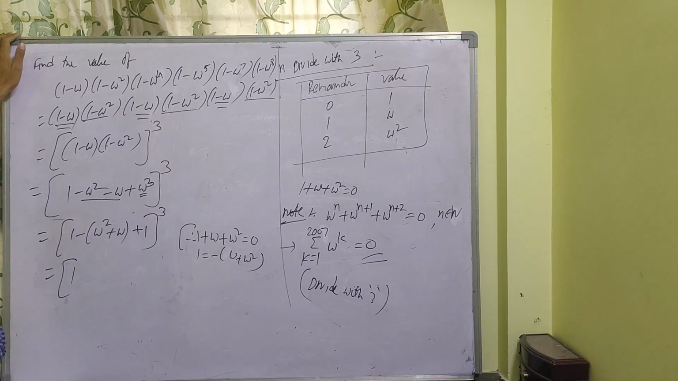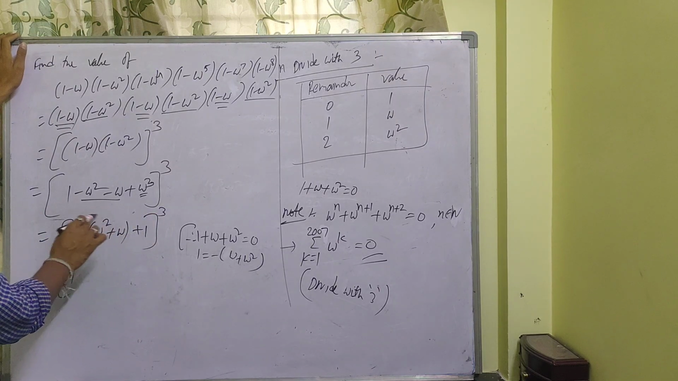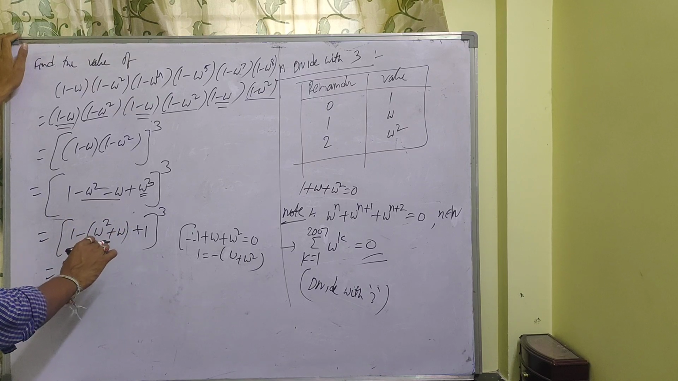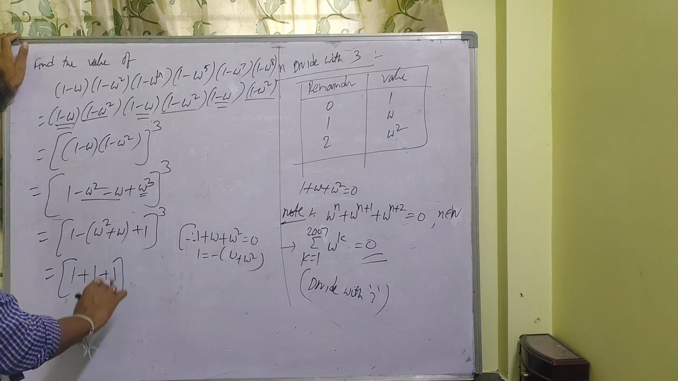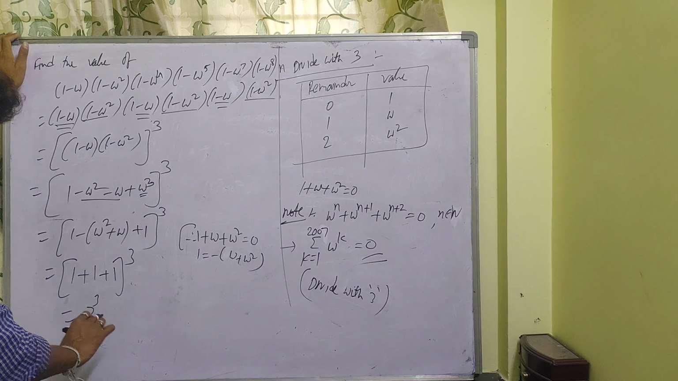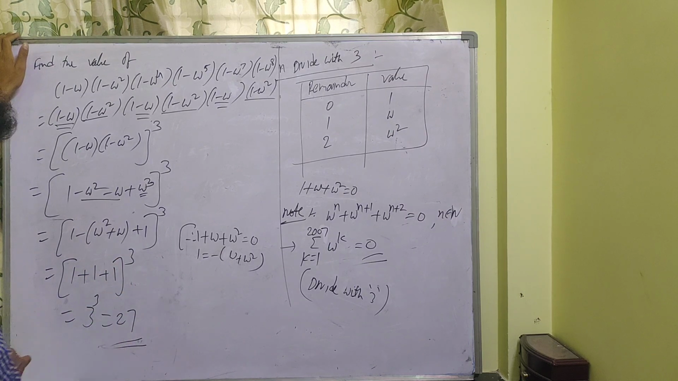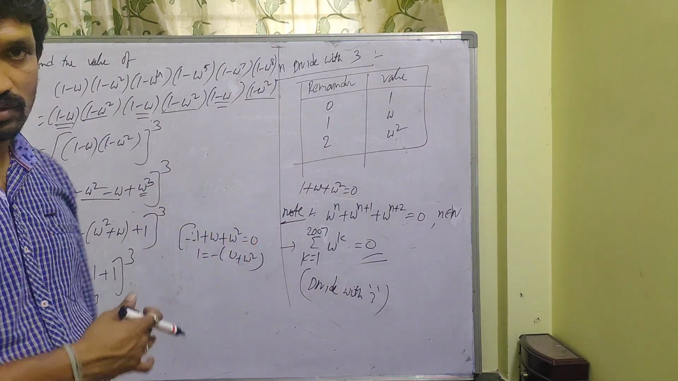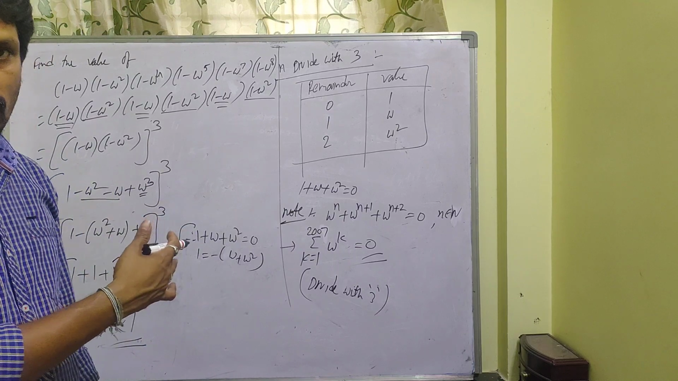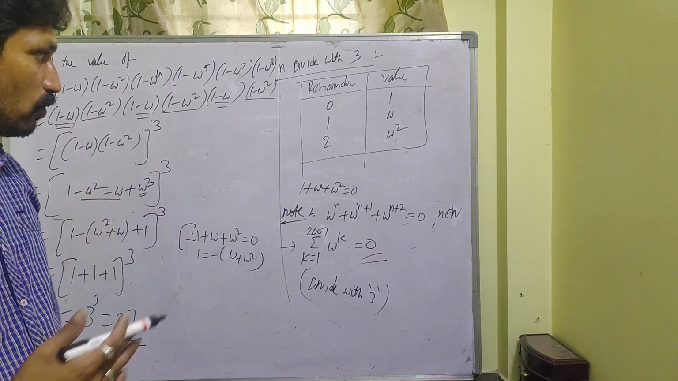So this total value becomes minus of omega plus omega square, whose value is 1, plus 1, whole cube. So 1 plus 1 whole cube, that is nothing but 3 cube. 3 cube is nothing but 27. 27 is our required answer. Clear? So I give some homework based on this omega and iota. Okay, please try to do all the problems.